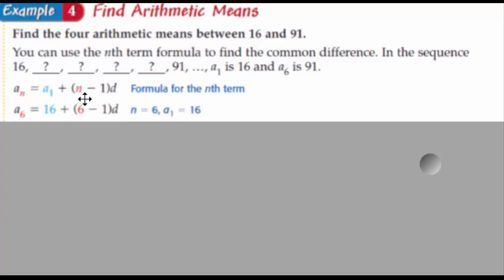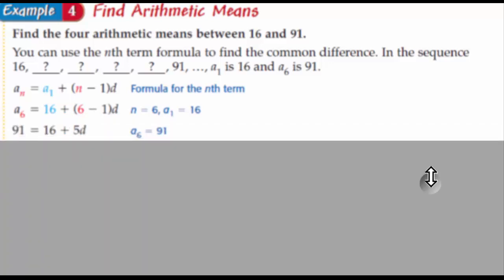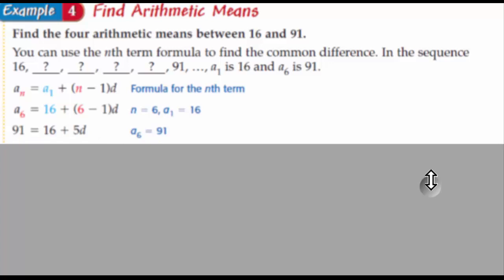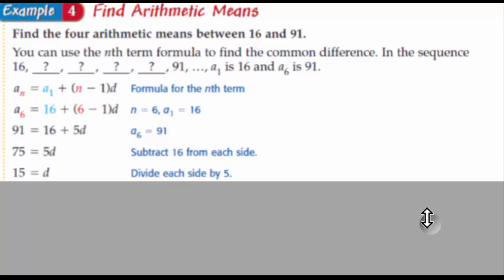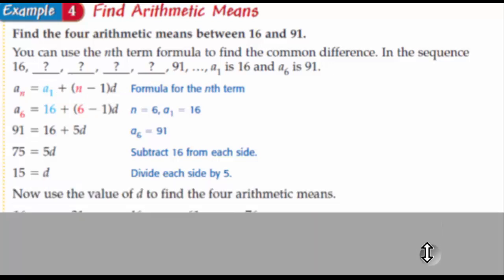We need to combine our like terms, sorry. So we end up with 5d. So now we just got to solve for d. So we subtract 16 from both sides, and we get 75 equals 5d. And then we divide both sides by 5, and we get our common difference is 15. So that means we just have to keep adding 15 from 16: plus 15, add 15, add 15, add 15, and that'll find our missing values.